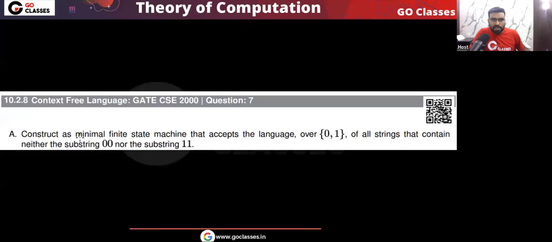Construct a minimal finite state machine that accepts the language over 0, 1 of all strings that contain neither substring 00 nor substring 11. Let me tell you, this is also another beautiful question, but think about what strings will be there in the language. The question is saying that you have the binary alphabet 0, 1, and the language is neither containing double 0 nor containing double 1.